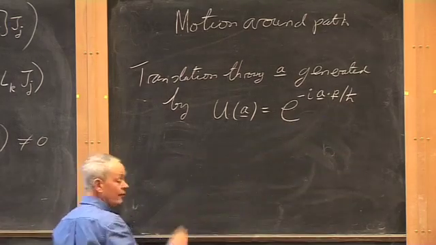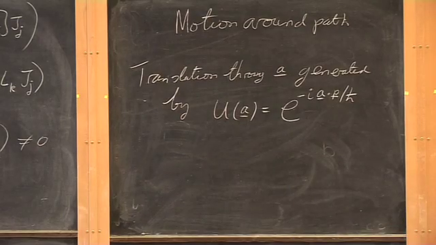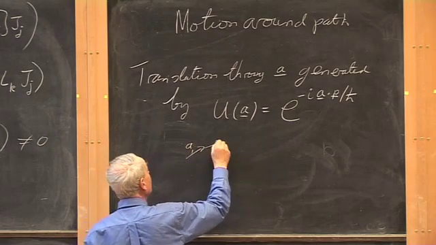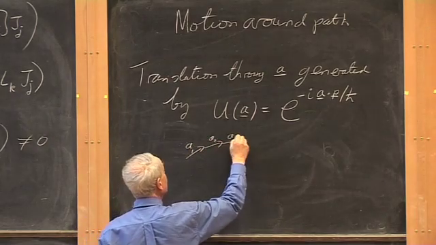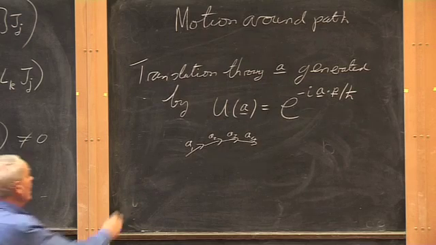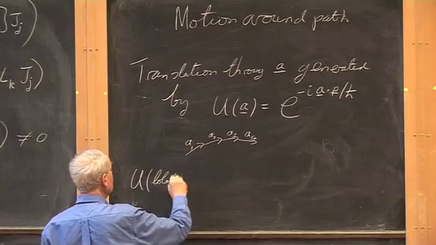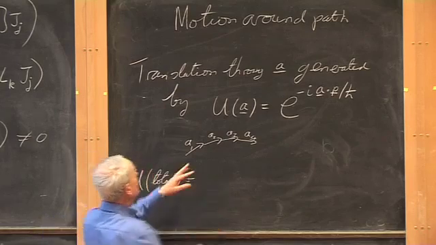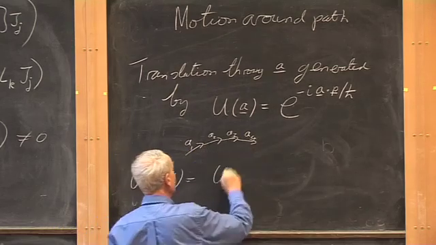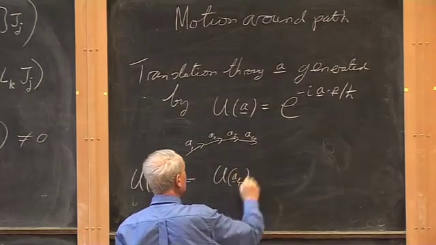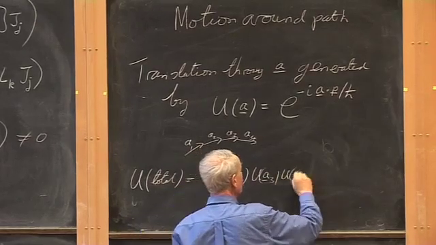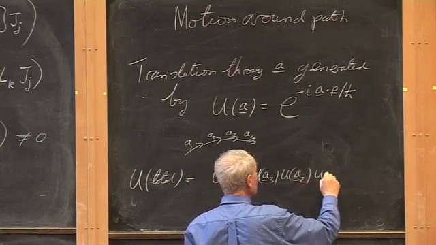So let's consider the following. Let's make a series of displacements. Here's A1, here's A2, here's A3, and so on, right? We're going to make a path by doing a series of displacements. Then we have that U total is going to be the product of this displacement and this displacement, this displacement, this displacement. So it's going to be U A4 operating on the result of using U A3, operating on the result of using U A2, U A1.